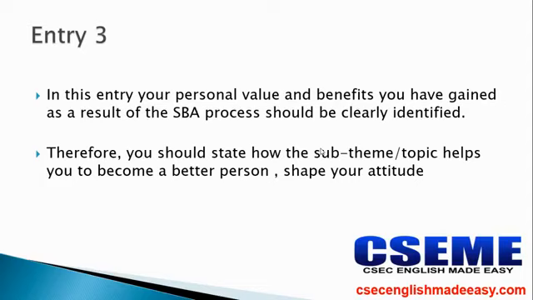Entry 3 is the easiest entry to write, to me, because you would have had an idea of how you would have improved. And some students might say, no, I haven't changed, no, I haven't improved. Then you need to put that and put why. Why is it that after going through all of this, you would not have grown, you would not have changed? What were the circumstances?